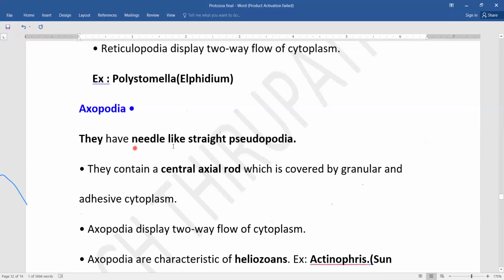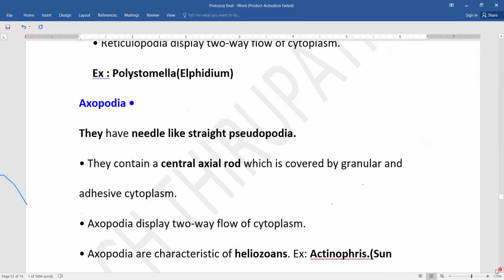So anyway, they have needle-like straight pseudopodia. Okay, because they contain a central axial rod, which is covered by granular and adhesive cytoplasm.